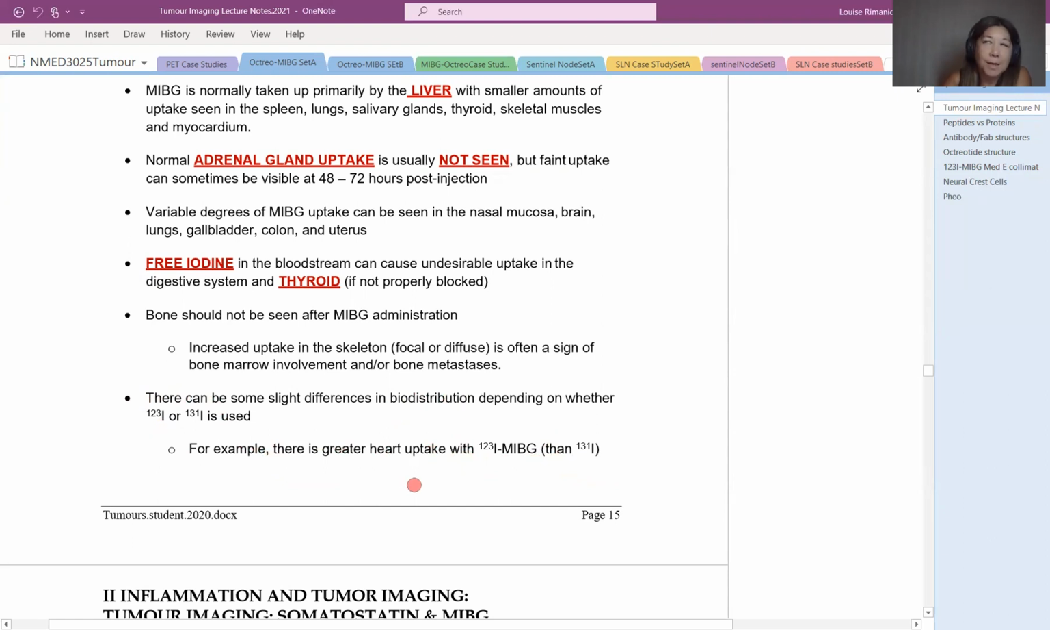Sometimes, when we go to other countries and look at their scans, we might think the patient was injected with I-123 and have an expectation of certain biodistribution, without realizing that the patient was actually scanned with I-131.